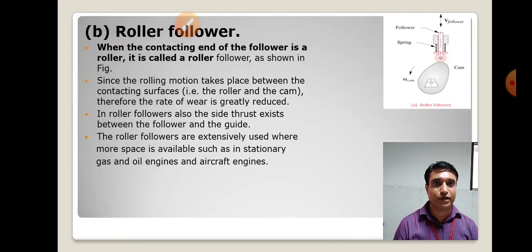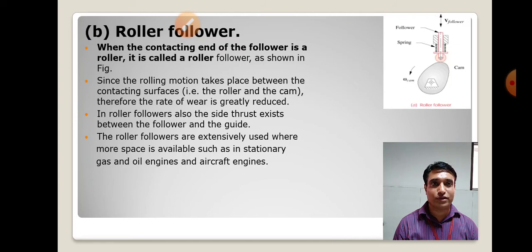Second classification of follower is roller follower. When the contacting end of the follower is a roller, it is called a roller follower. We can see the roller follower in the figure. We have placed the knife edge follower and we have put a roller follower instead of that, so it becomes the figure of the roller follower. Since the rolling motion takes place between the contacting surfaces, the rate of wear is greatly reduced. It means the roller and cam both have rolling motion, so the rate of wear is greatly reduced in this case.